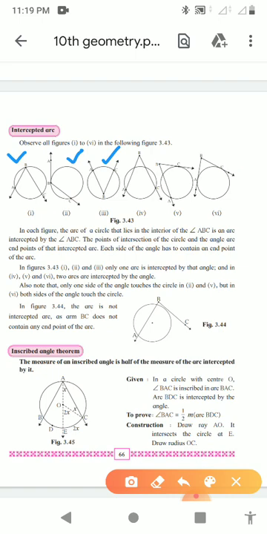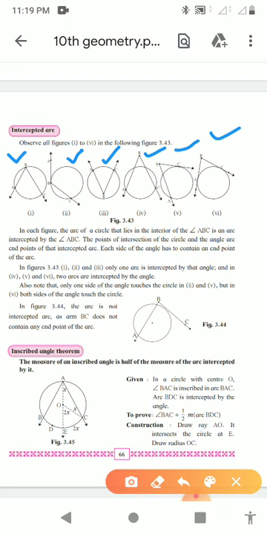And the remaining diagrams, that is 4, 5 and 6, if we see, 2 arcs are intercepted by the angle, such as for example arc AC and arc ABC. Likewise, 2 arcs are there in the remaining 3 diagrams.